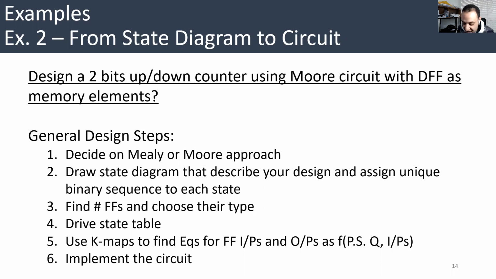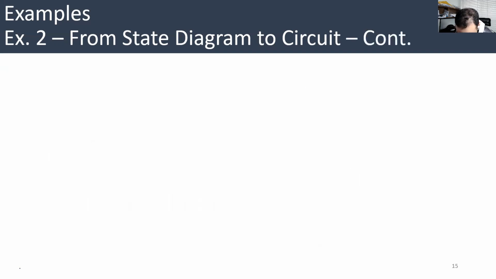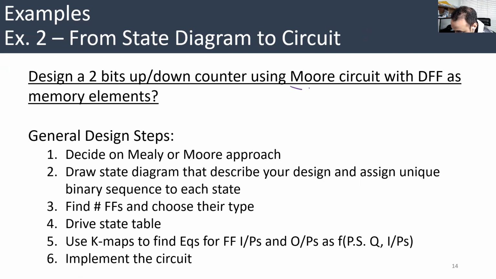So the question is saying the following: design a 2-bit up-down counter using a Moore circuit with the flip-flop memory element. The general procedure for any design is these 6 steps basically, although some of them we will not be using in this particular example, because the question forces us to use a Moore circuit, not Mealy, and D flip-flop, not T, not SR, not JK.